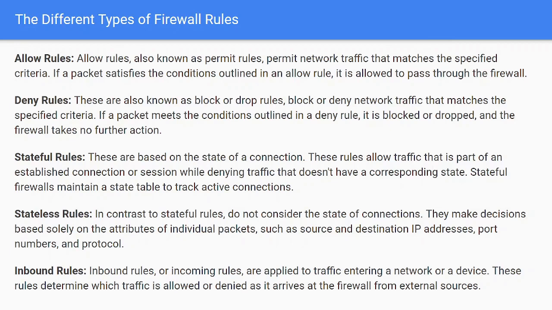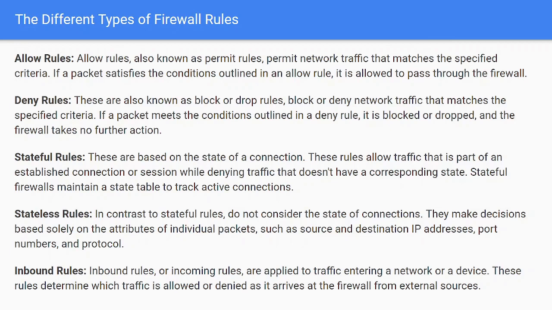If a packet satisfies the conditions outlined in an allowed rule, it is allowed to pass through the network. So allowed simply means that somebody wants to pass through the network, and there are certain criteria they must meet. If they can fulfill those criteria, they are allowed through the network.